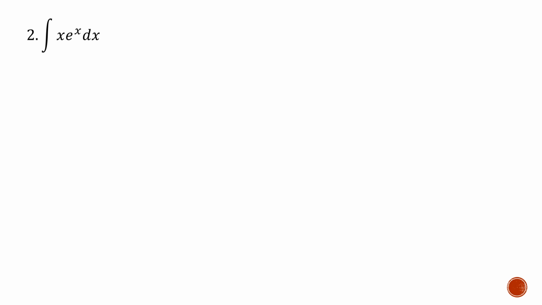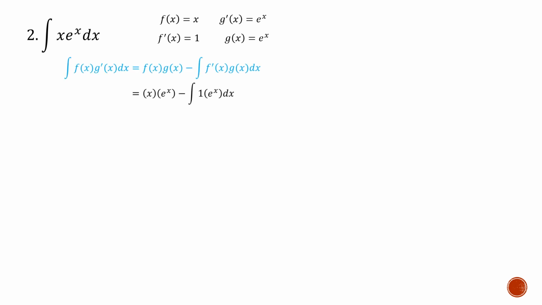So let's take a look at the second example, and what you'll notice is that many times when it's a product with an exponential function with base e, most of the time we're going to have to use integration by parts. So we're going to let f of x equal x and g prime of x equal e to the x. Find the derivative of x, which is 1, and the antiderivative of e to the x, which is simply e to the x. Here's my formula. Replace the values. Find the antiderivative of e to the x, which is simply e to the x, and then don't forget to add your plus c as your constant.